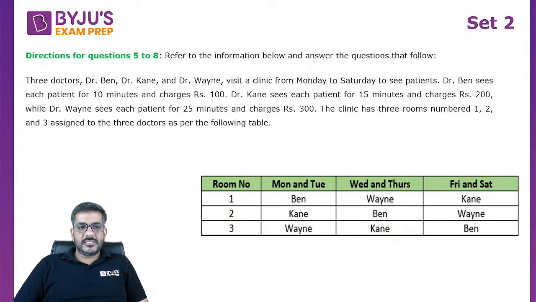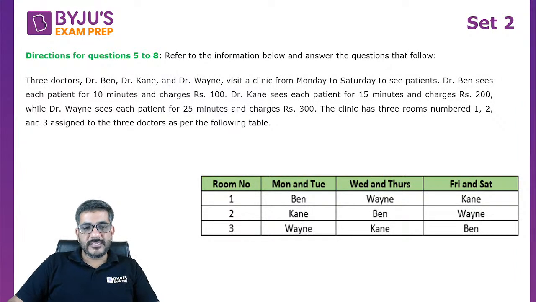So we have 3 doctors, Dr. Ben, Dr. Kane and Dr. Wayne, who visit a clinic from Monday to Saturday to see patients. Ben sees each patient for 10 minutes and charges 100 rupees. Kane sees each patient for 15 minutes and charges 200 rupees. And Dr. Wayne sees each patient for 25 minutes and charges 300. The clinic has 3 rooms numbered 1, 2 and 3 assigned to the 3 doctors as per the following table.